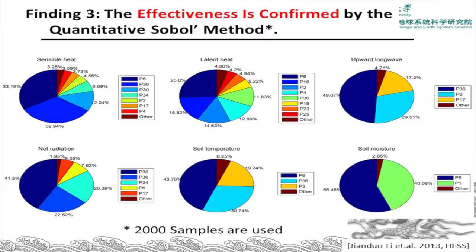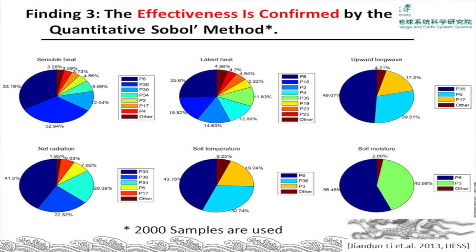And so this is an example of using quantitative methods. You can not only identify the important parameters like this, each slice of the pie represents a different parameter, like this P6, parameter number 6. It contributes about 33%, and P36 contributes 32.9%, and the other parameters have small contributions.